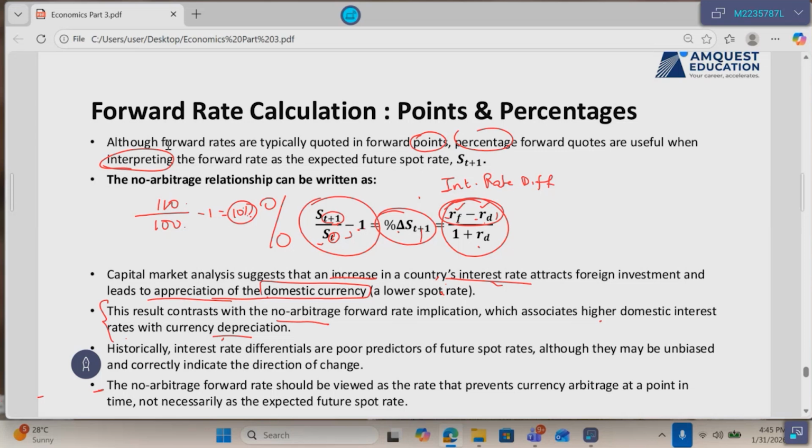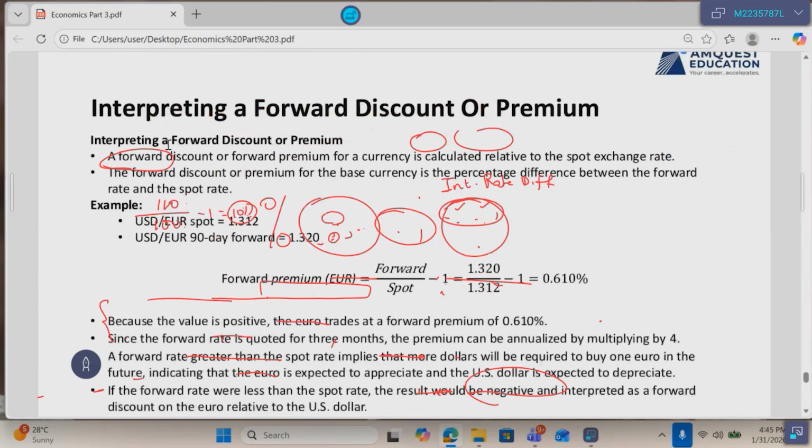Clear? Interest rate differential. So they are predictors. They may be poor, but they are predictors. And the no arbitrage says that I want a rate that prevents currency arbitrage. At any point, that rate should be continuing because that rate is the no arbitrage rate. Clear? Any questions? Right? So we learned how the arbitrage theory will always work and the rate will always be equal to that difference, right?